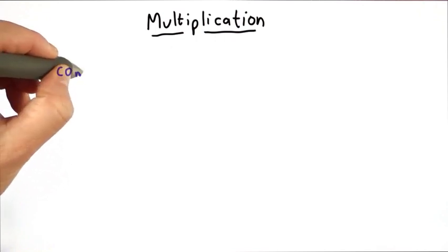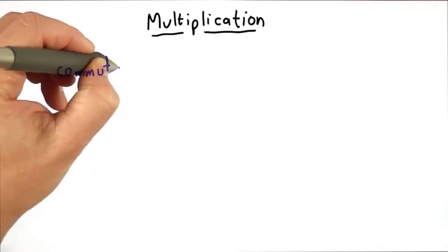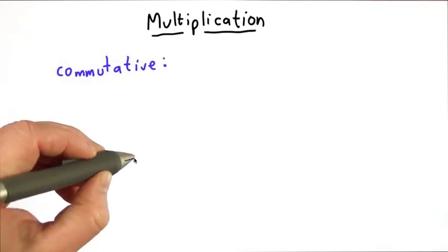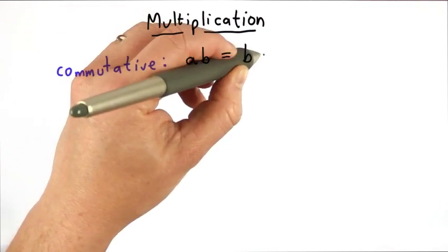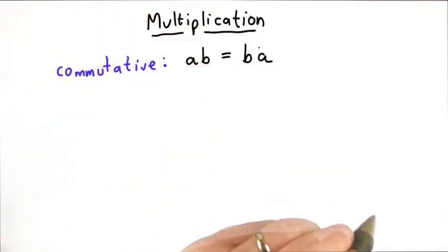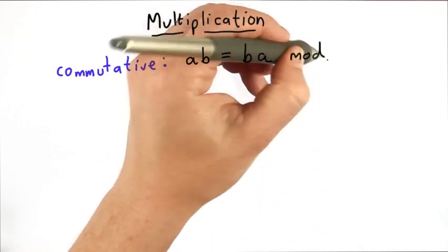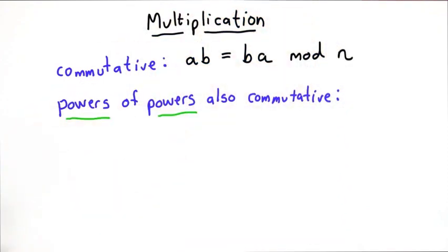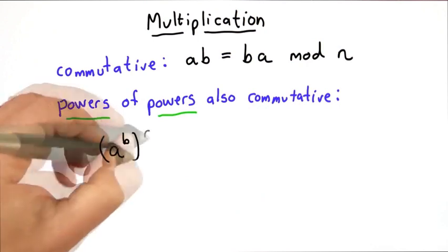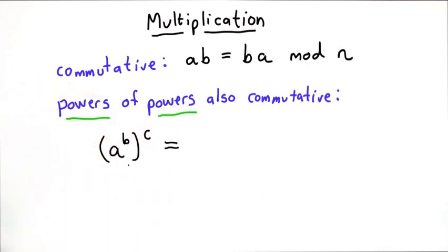There's a few key properties of multiplication that we'll take advantage of. The first is that it's commutative. That means that a times b is always equal to b times a. This is true on the integers. It's also true using any modulus. This property also holds for powers of powers. That means for any integers, a to the b raised to the c power.